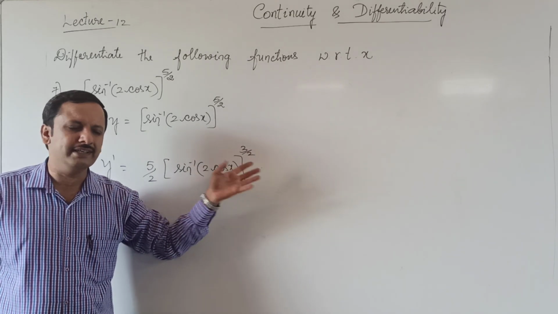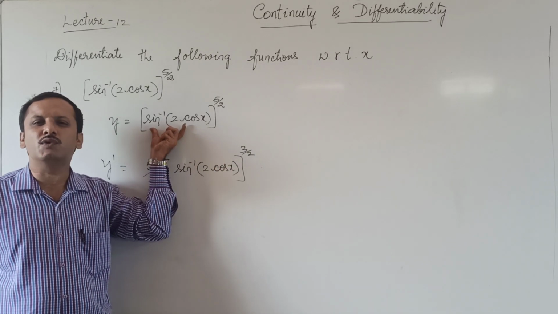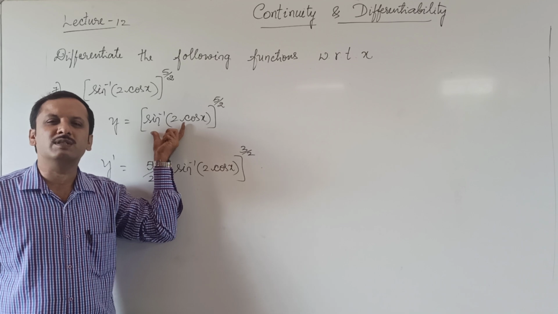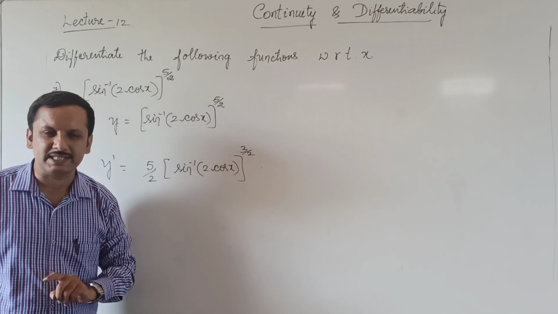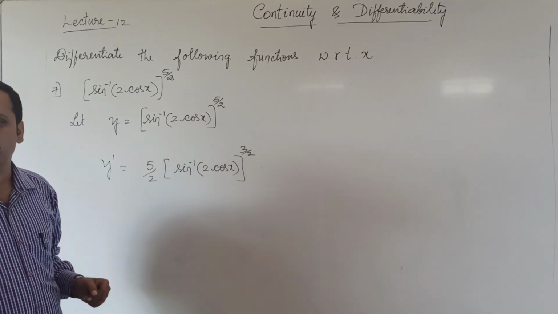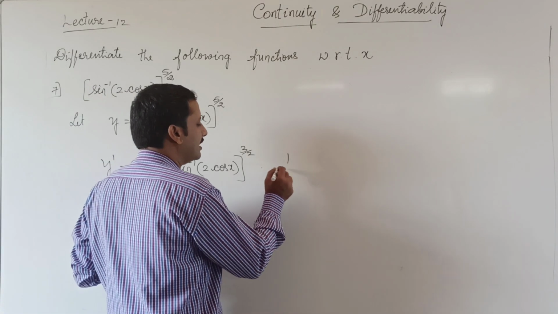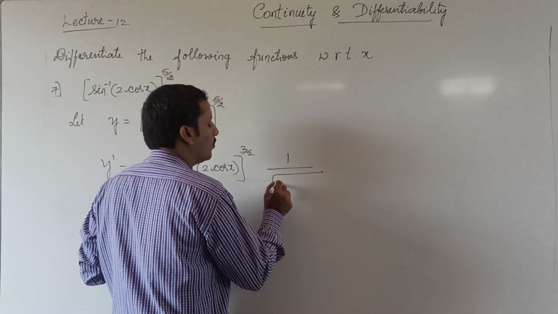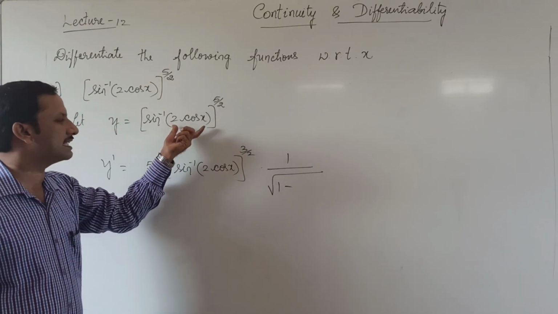I will directly write here. Derivative of sin inverse of 2 cos x. Derivative of sin inverse x is 1 by root 1 minus x square. Here in place of x we have 2 cos x. So the derivative of sin inverse of 2 cos x will be 1 by root of 1 minus x square.